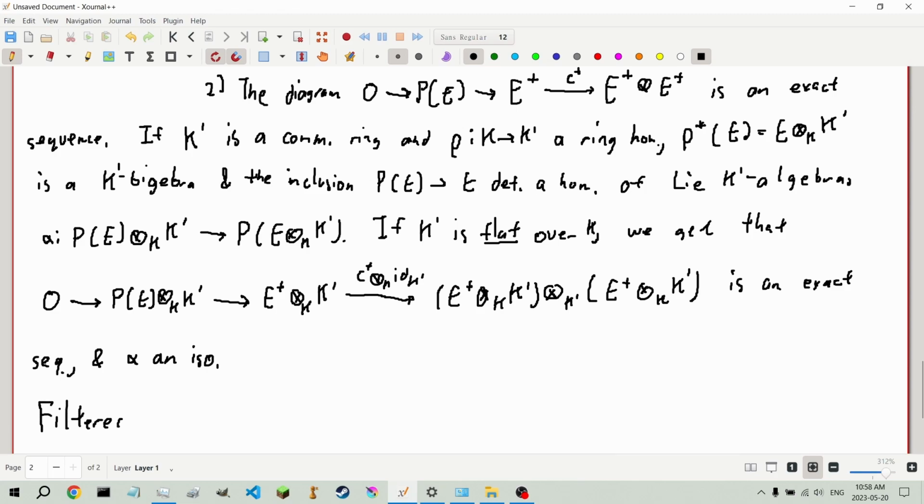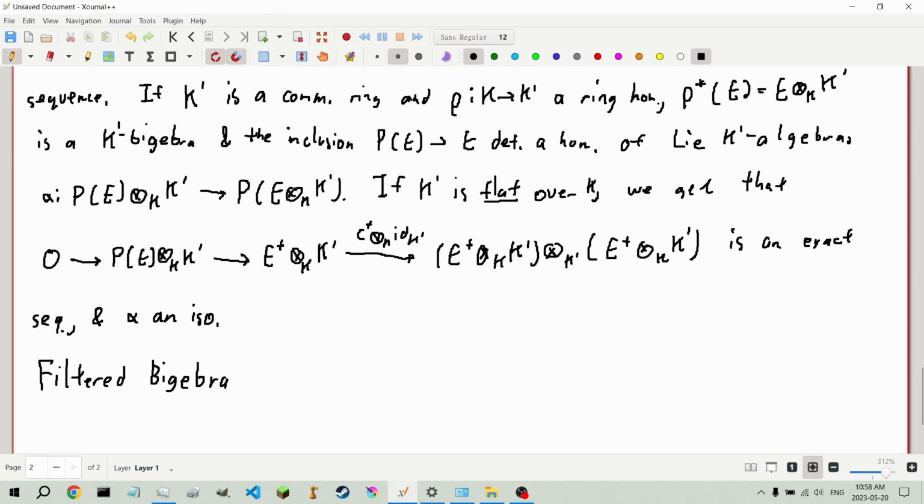So, filtered bigebras. Starts with the definition.